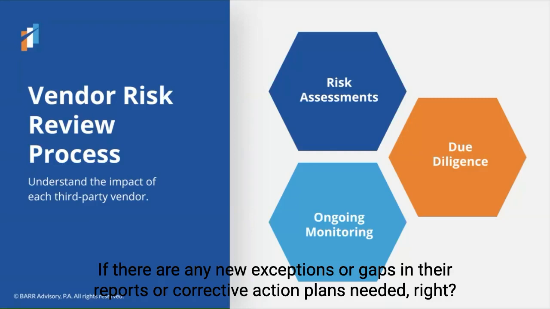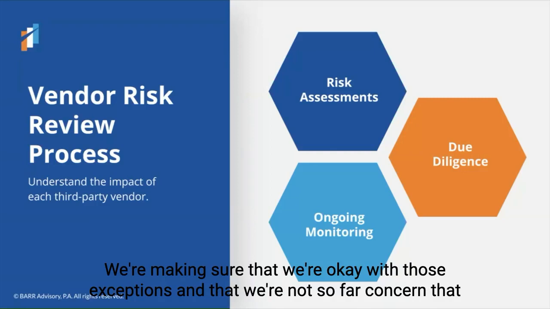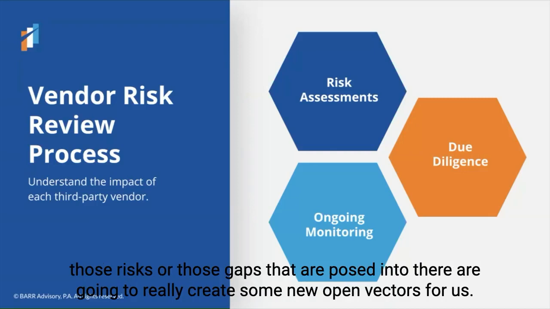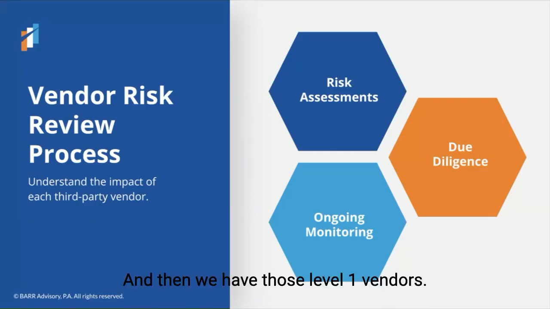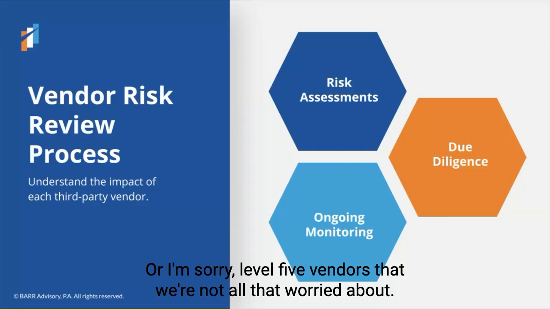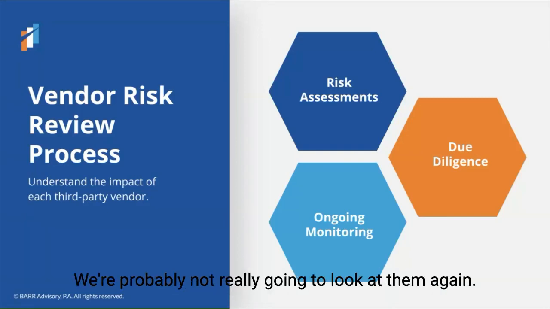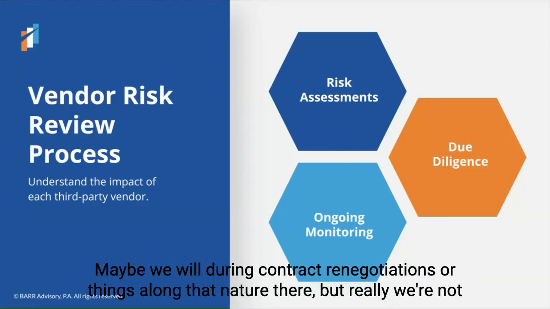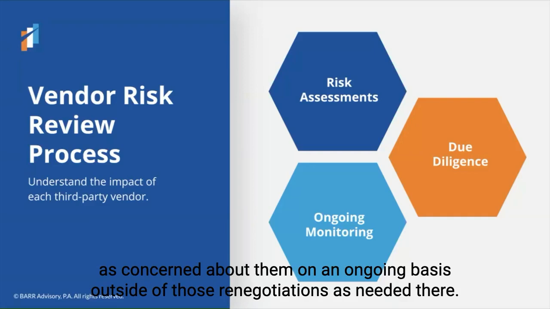If there are any new exceptions or gaps in their reports or corrective action plans needed, right? We're making sure that we're okay with those exceptions and that we're not so concerned that those gaps are going to really create some new open vectors for us, right? And then we have those level 5 vendors that we're not all that worried about. We're probably not really going to look at them again. Maybe we will during contract renegotiations or things along that nature there. But really, we're not as concerned about them on an ongoing basis outside of those renegotiations as needed there.